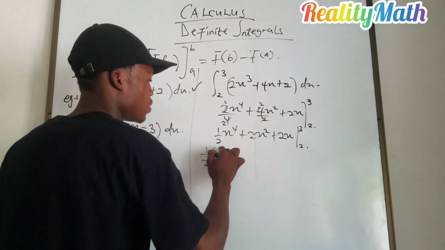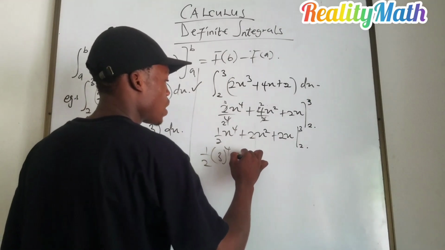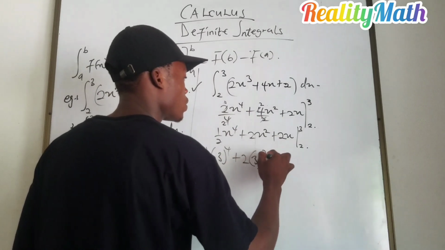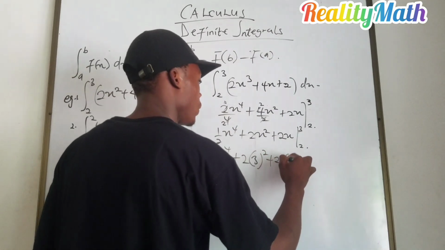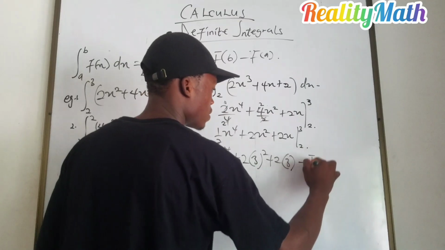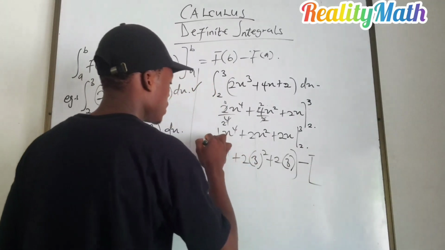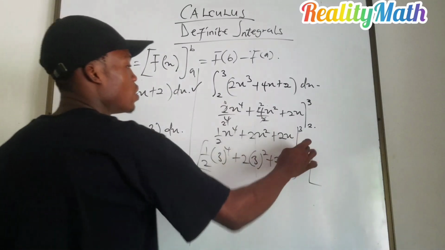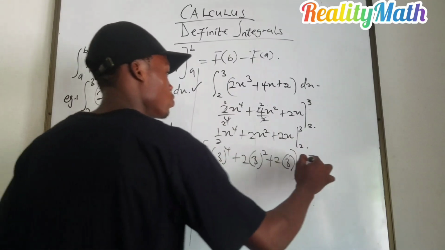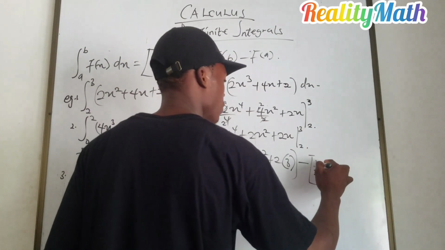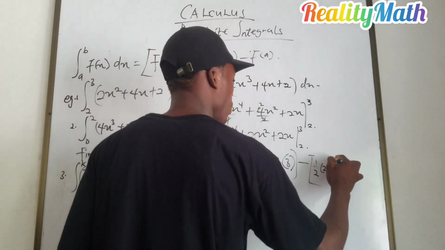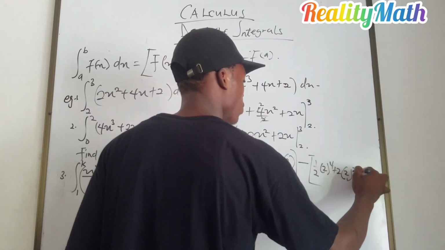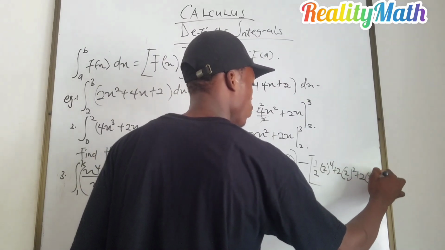So what do we have? We have half of 3 to the power 4 plus 2 times 3 to the power 2 plus 2 times 3. Minus, let's separate it so that the signs will not confuse us at the end. Now let's bring the lower limit, which is 2. This is going to be half of 2 to the power 4 plus 2 times 2 to the power 2 plus 2 times 2.